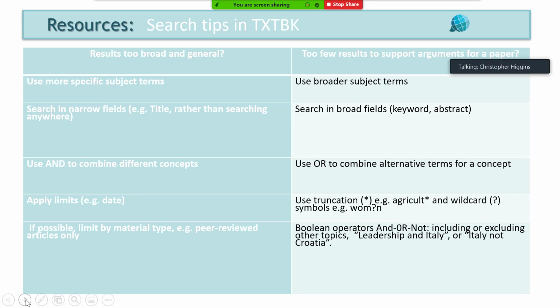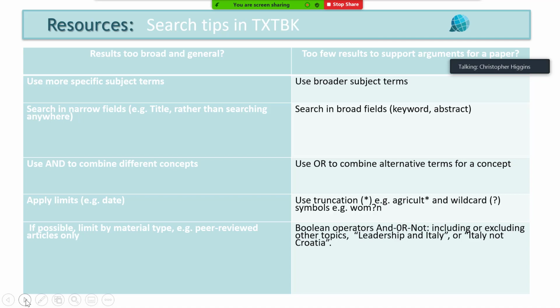You can also apply limits, as I mentioned before. You can set date limits. So just the last 10 years, for example, if you have far too much information. And again, you can limit the information by selecting peer-reviewed, full text, and so forth. Now, conversely, if you have the opposite problem, too few papers, you could use broader subject terms.